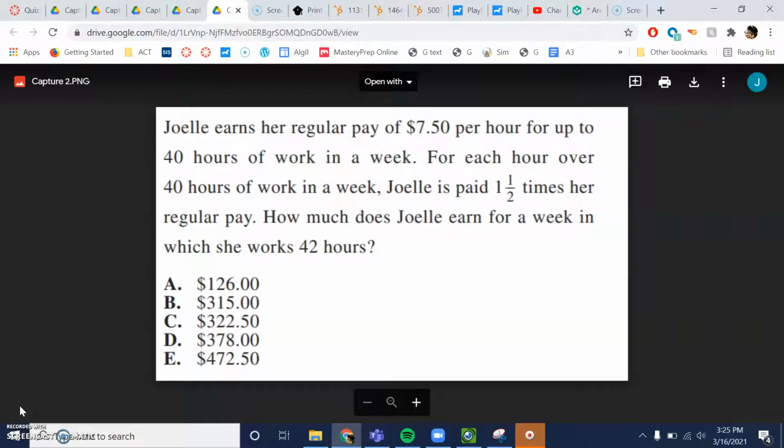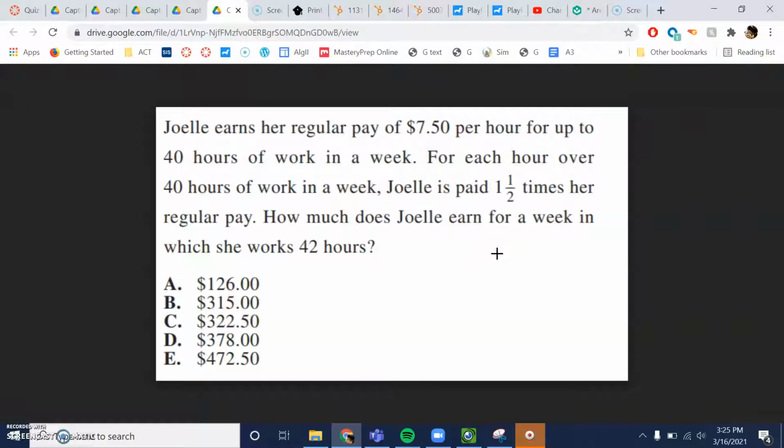Here are some ACT questions we're going to practice. Number one, right here. What is the answer? Go.